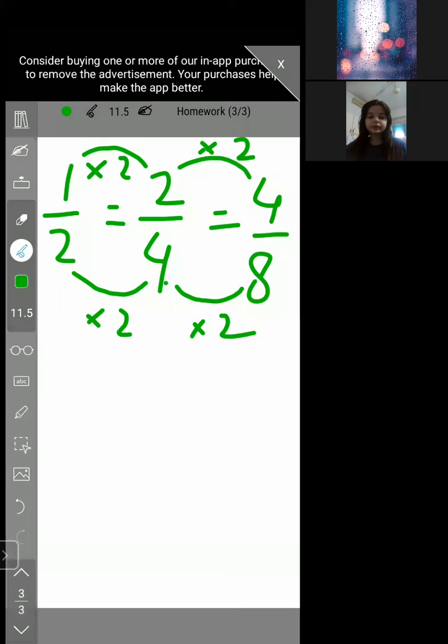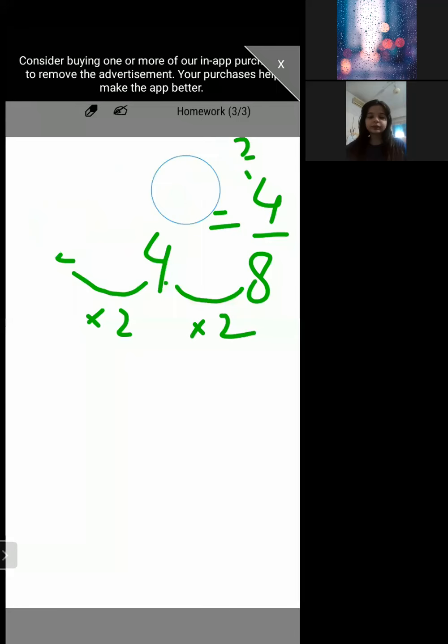So obviously, when you are having bigger numbers, there you need to use the rules, right? You don't have to draw the pictures and then cut it into halves and halves. You have to use the rule to solve these to get the next equivalent fraction.